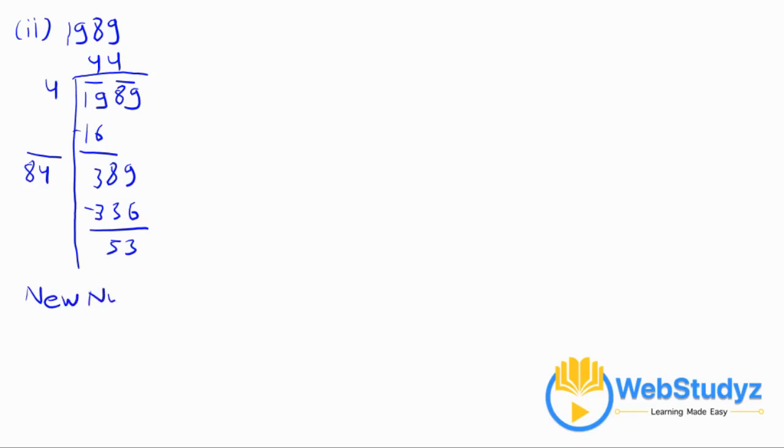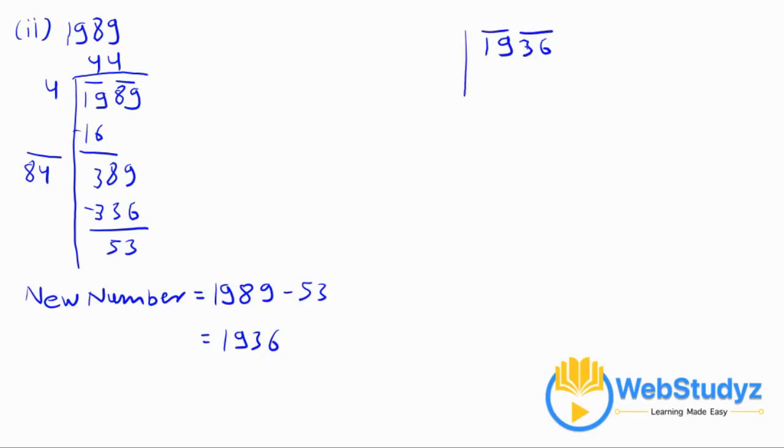So for making it a perfect square, we must subtract 53 from 1989. We will get the new number as 1936.